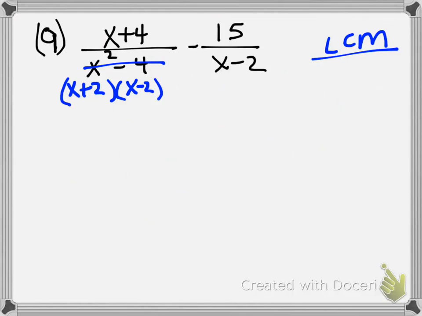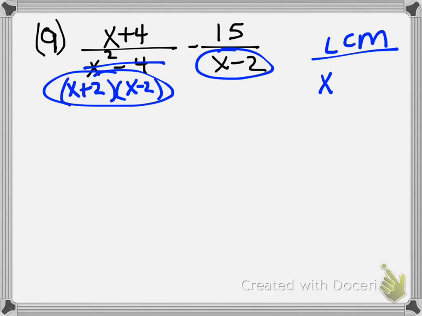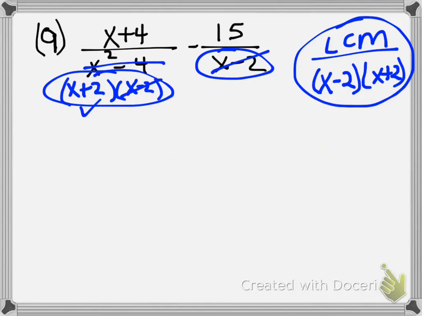So when I look for my least common multiple and I'm comparing these two denominators, I first notice that they both have an x minus 2. So I'm only going to use that one time. And then I notice I still have an x plus 2. So I'm going to use that. So my least common multiple, my lowest common denominator, is going to be x minus 2 times x plus 2. So I'm going to write that on both of my fractions.